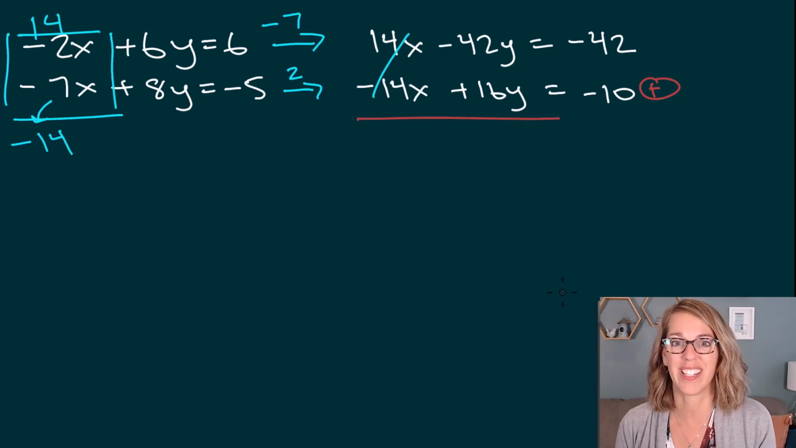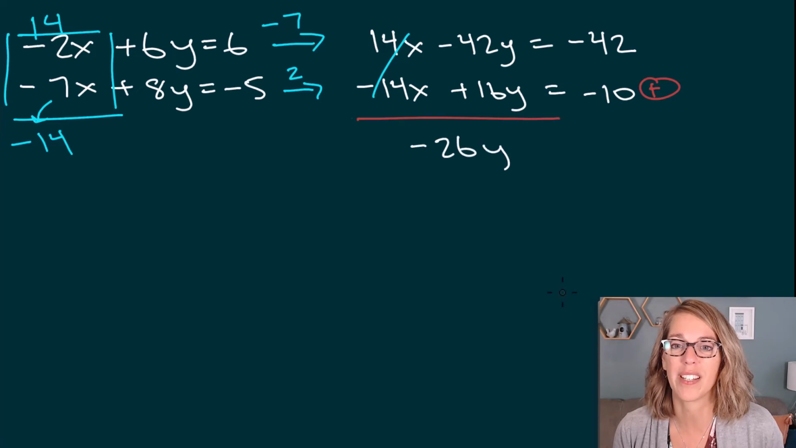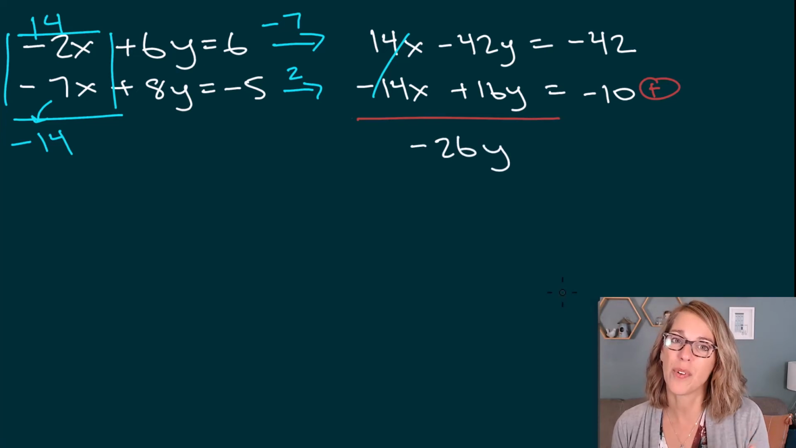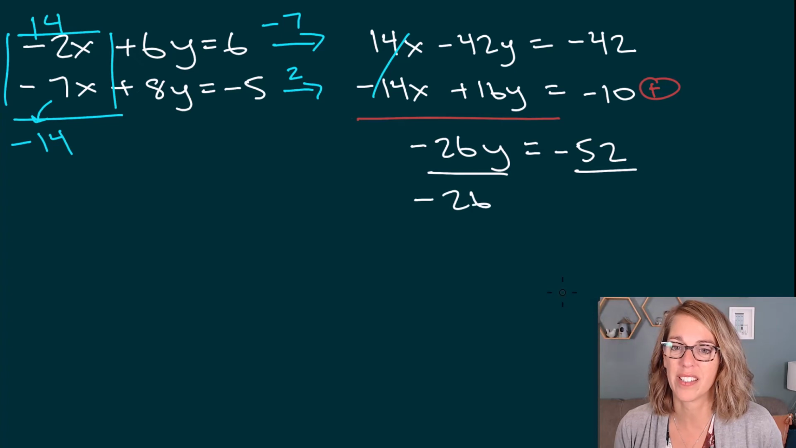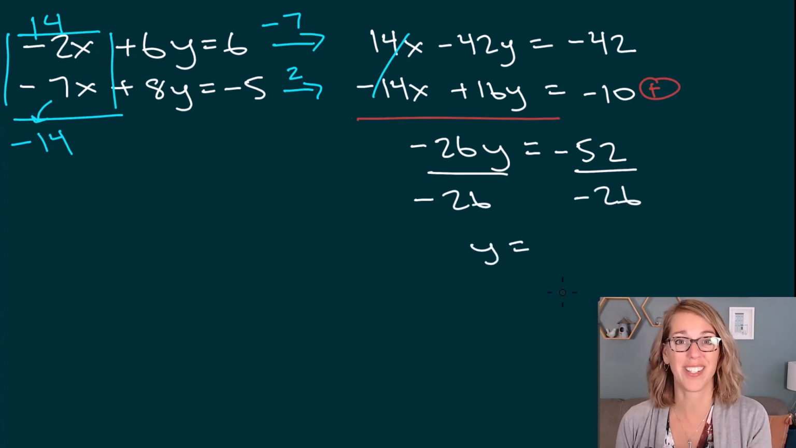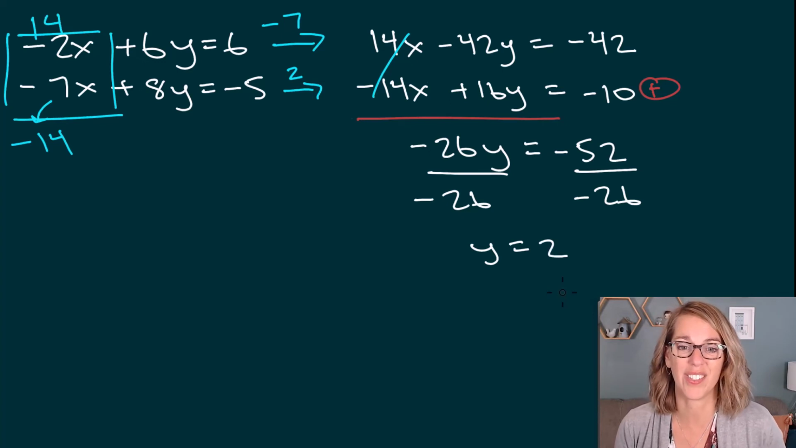-42 plus 16, you can always use your calculator for that. You end up with a -26y. And then -42 minus 10 is equal to -52. Let's divide everybody by that -26. So I end up with y is equal to 26 goes in there twice, and I get 2.